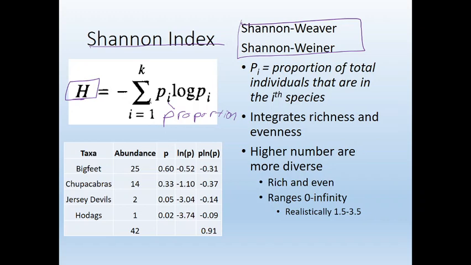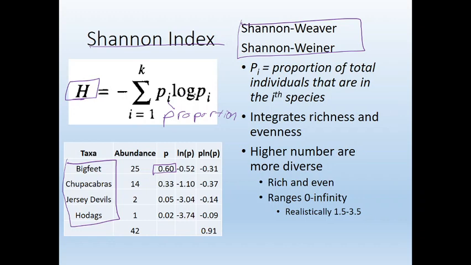So what we do is we take these proportions. Let's say this is our community here of super realistic organisms. And yes, Big Feet is the plural of Bigfoot. Anyway, we have 42 individuals in this mythological community. 25 of them are Big Feet. So if you take 25 divided by 42, what you get is 0.6. So that p_i is the proportion of total individuals in this community, so 25 out of 42.